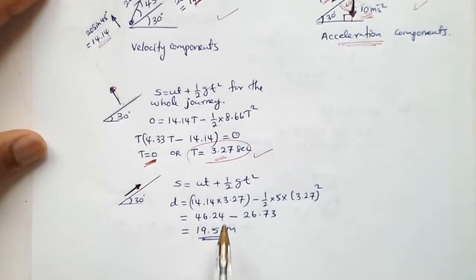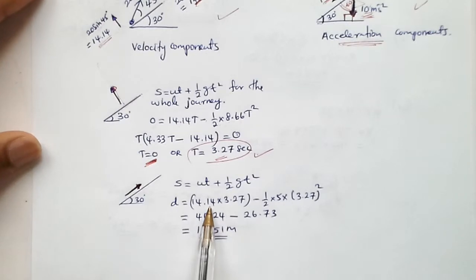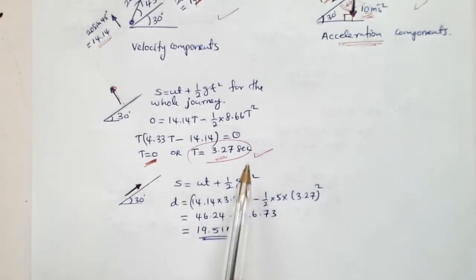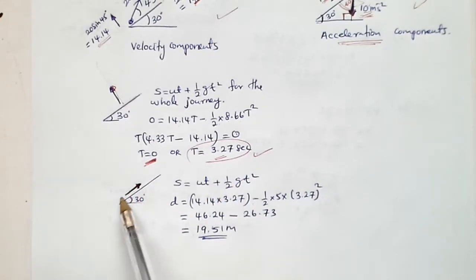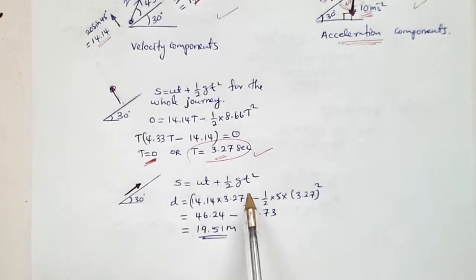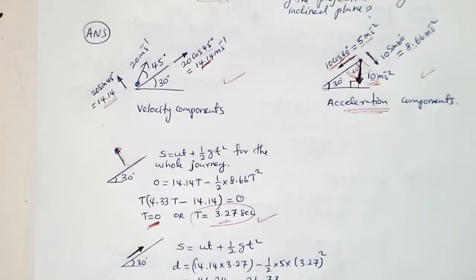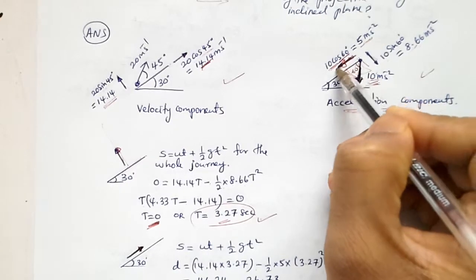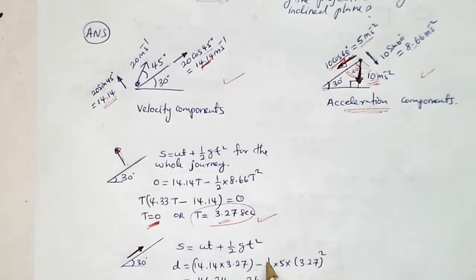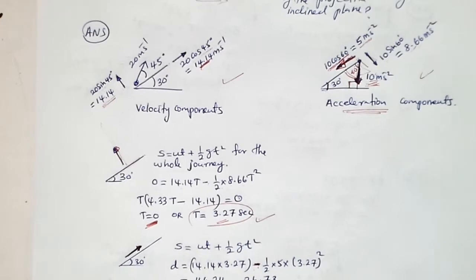So 14.14 into the total time of flight, we found 3.27 seconds, okay. But remember, this time we have an acceleration component along the inclined plane, okay. But what is the direction of that acceleration component? Here we said, you see, we got an acceleration component towards down, but we are actually applying the equation upward. So I have to put here a minus sign, okay. So you need to be really careful at this stage. So I'll put a minus sign.